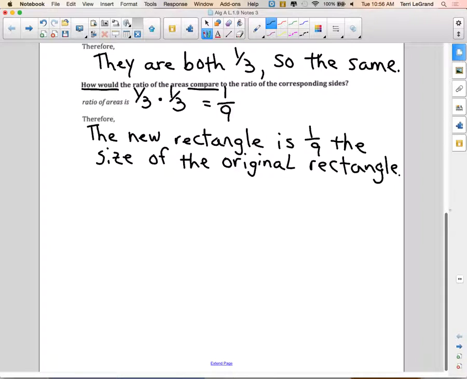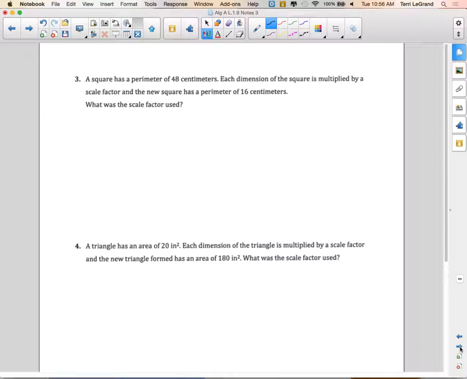Okay, let's go to the back side. Now let's see what we have to do back there. Oh, now this is very abstract. We have a square that has a perimeter of 48 centimeters. Each dimension of the square is multiplied by a scale factor, and the new square has a perimeter of 16 centimeters. What was the scale factor used? Well, there could be a variety of ways to go about this. Anybody think they have an idea what we could do? I'm trying to figure out what scale factor was used in this situation.